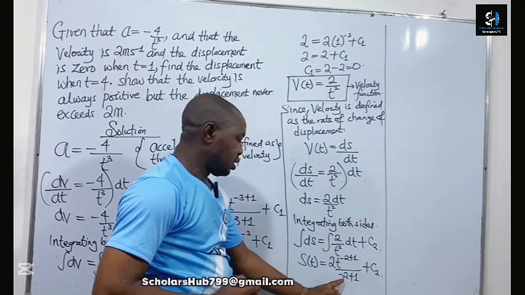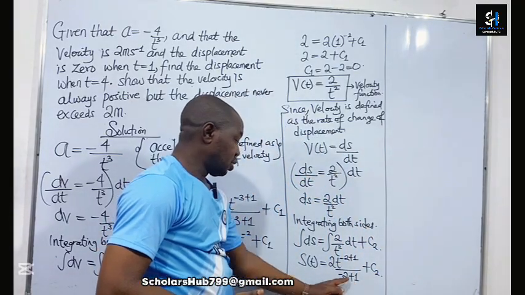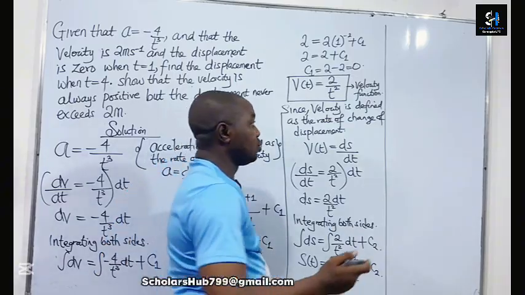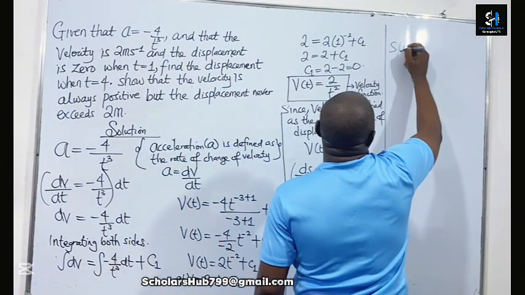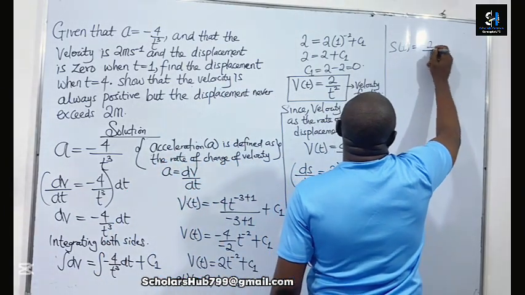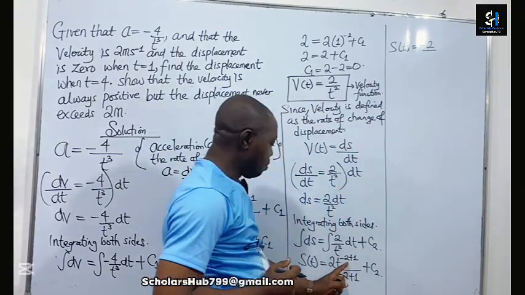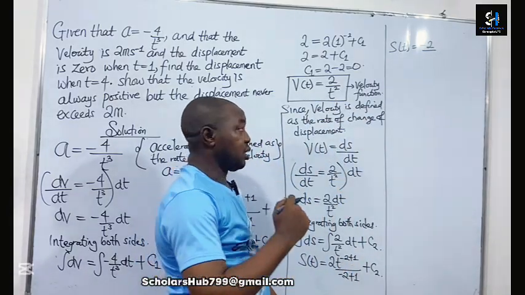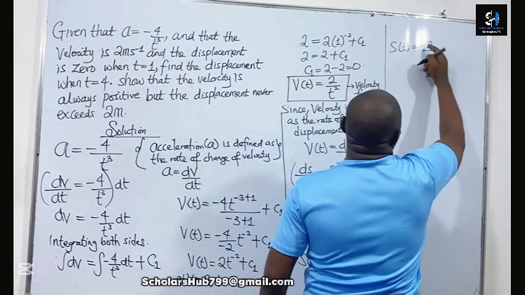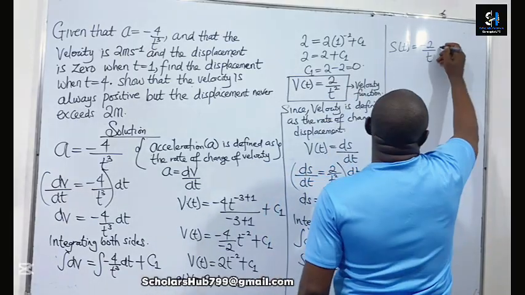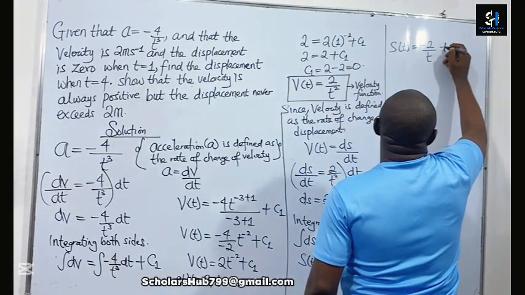So we have negative 2 plus 1, that will be minus 1. 2 divided by minus 1, that will be minus 2. So the displacement function will be negative 2, okay? Now, minus 2 plus 1, that will be minus 1. So in this case, this will be negative 2 over t, then plus c2.